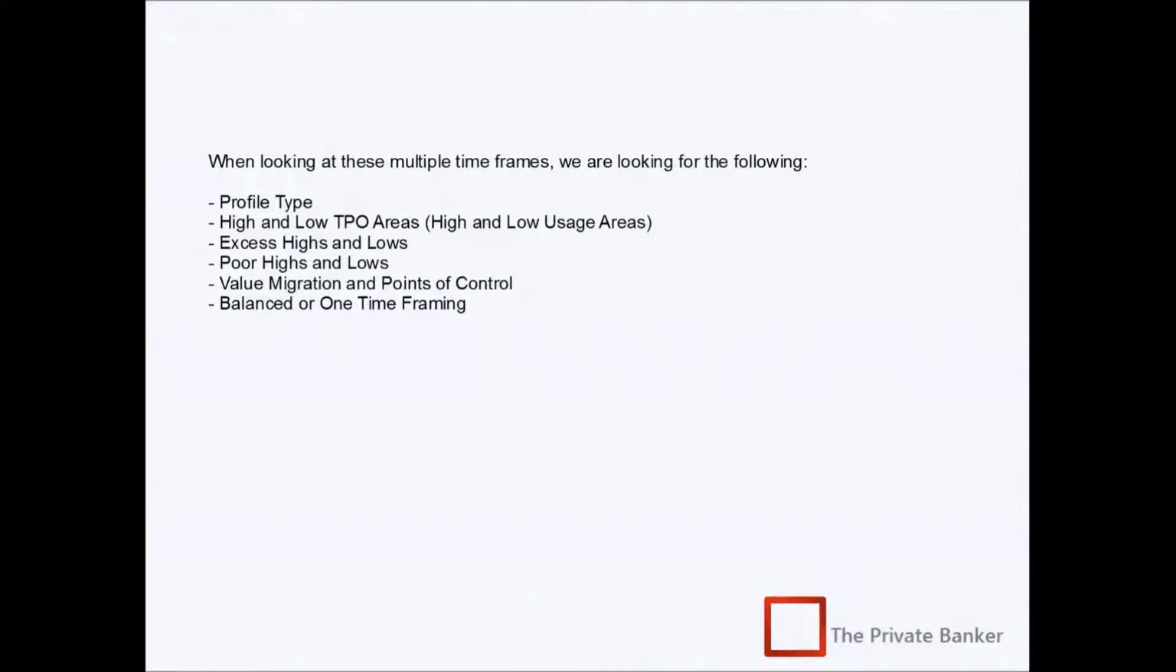Do we see value areas overlapping each other, or are they separated? This gives us a sense of how strong the move is. And then of course we want to look at the overall profile in terms of are they balanced, meaning that they're overlapping the previous profile, or are they one time framing, meaning that they're continually looking for higher prices or lower prices. So just overall structure in that sense, similar to what we looked at with the price bar charts.